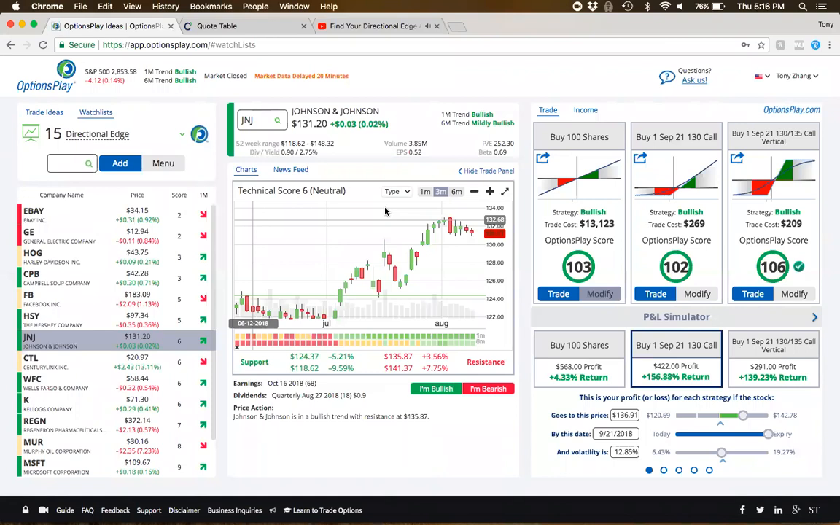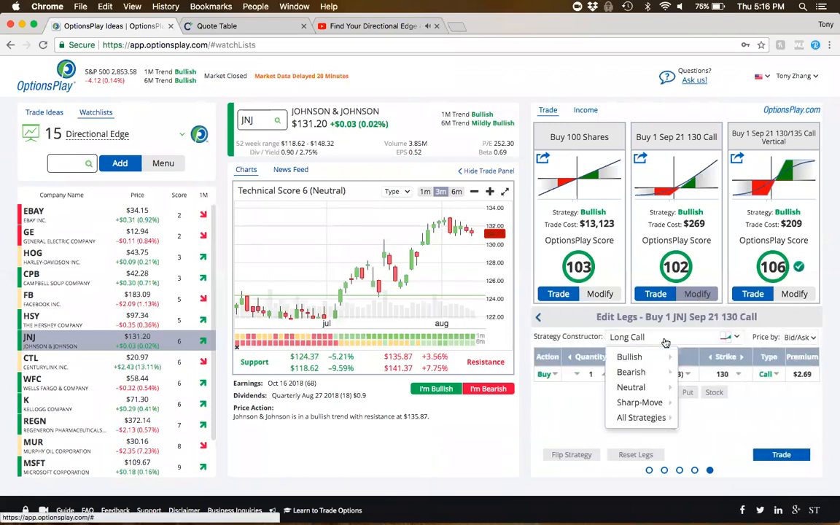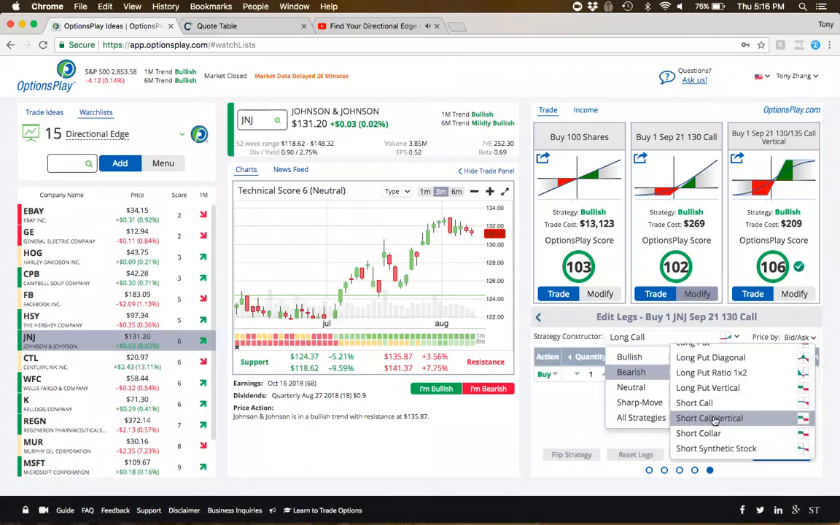Anthony, you're very welcome. Roger, does your system work for bull put and bear call? Absolutely. That's just what I talked about here a few minutes ago. You can click on modify. Use this for short call vertical or short put vertical. This allows you to put in those bull put and bear call spreads.